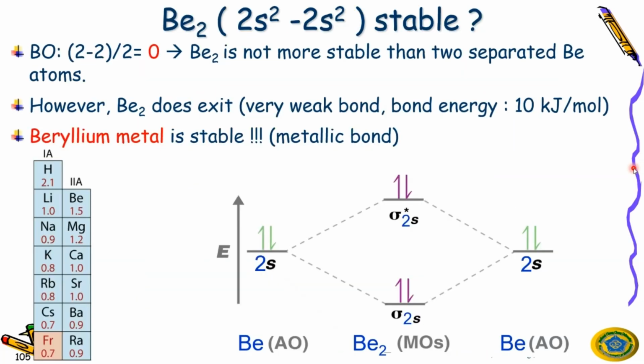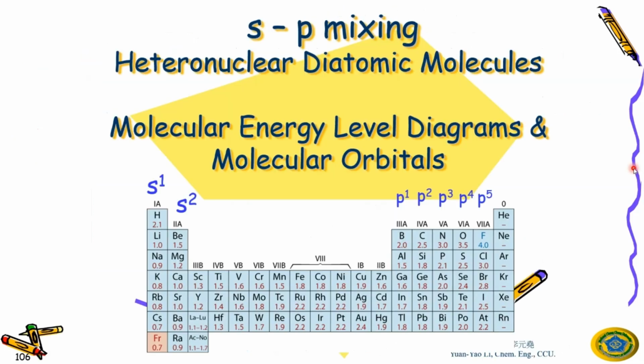Okay, so now we just finished the topic of S and S. How about S and P? Lithium molecule and barium molecule are S2S, right? So how about S and P? How about lithium and fluorine? How about sodium and chlorine? This is what we call S and P mixing. We want to know the shape of the orbital or the structure, how it looks like. And also we want to know the energy. And we want to find out the molecular orbitals and energy level diagrams.